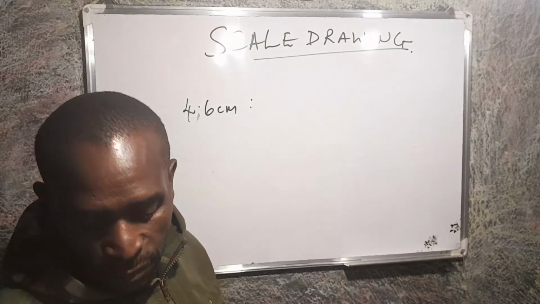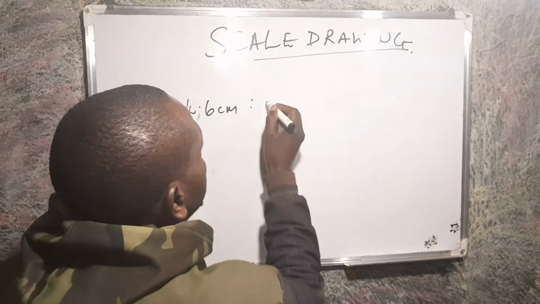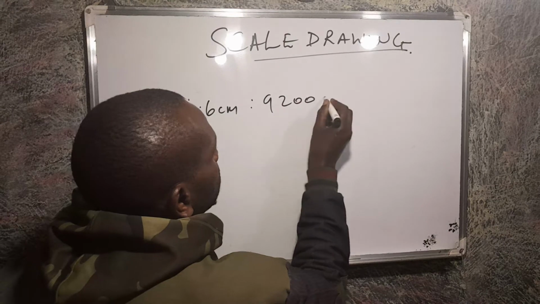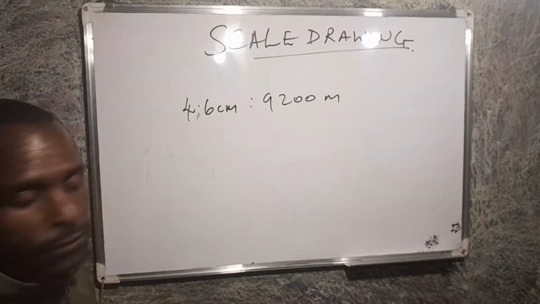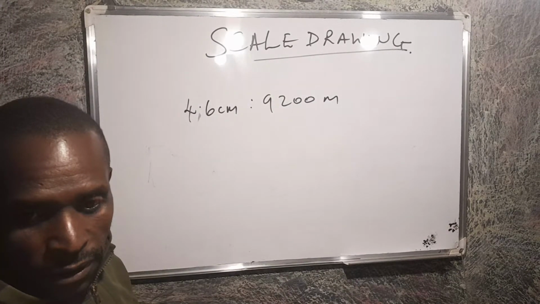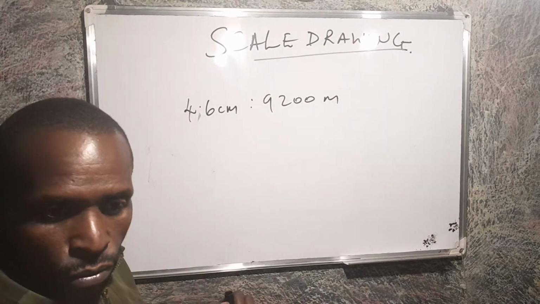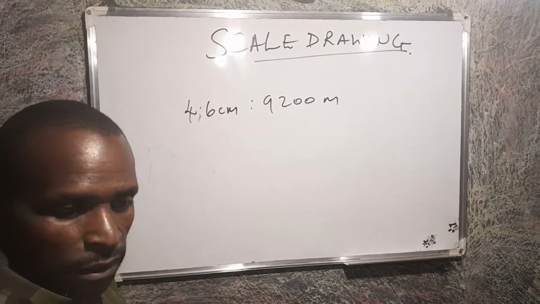This is what I've just said when we started. It is representing how many meters on the ground? 2,000 meters. So I have said here the scale must be, these units must be the same as this unit, isn't it? That's the first thing you do. Then later on you simplify.